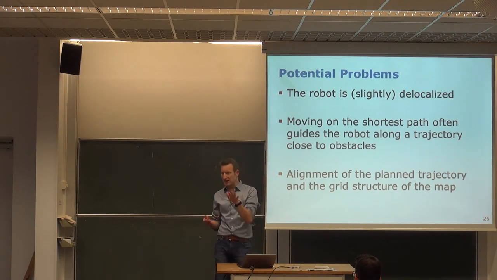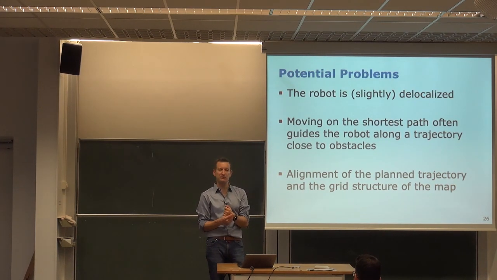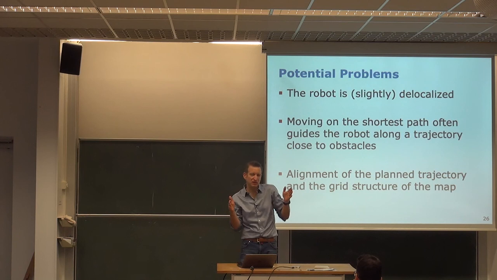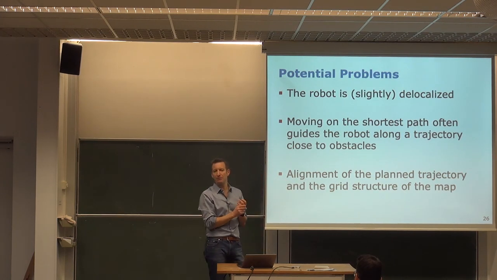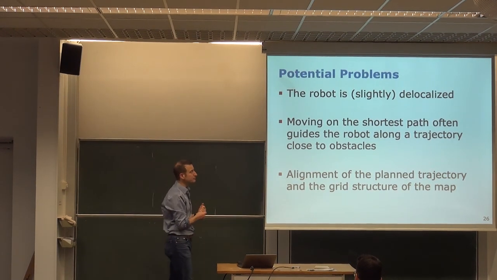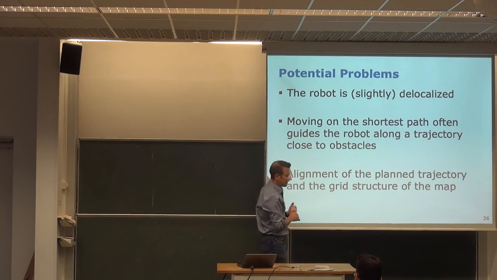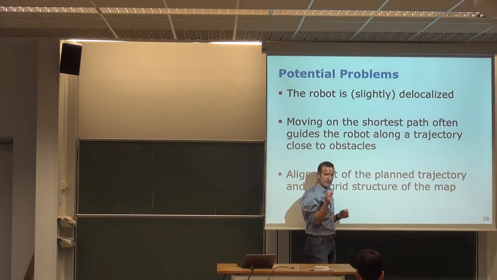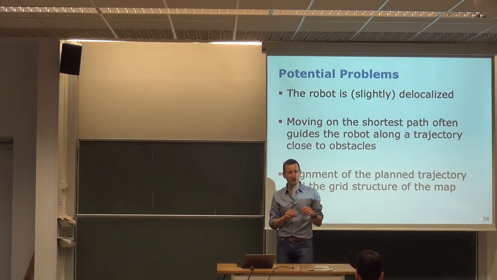And if you just blindly execute your motion commands, you will run into collisions very likely, especially if your platform wants to go through a doorway. Doorways are typically very narrow, and if a platform is big, it just fits through the door. And if you're a little bit delocalized, you will likely bump into the wall. And especially A-star planning, as it prefers shortest paths, will guide the robot as close as possible to obstacles, because these are typically the shortest paths.